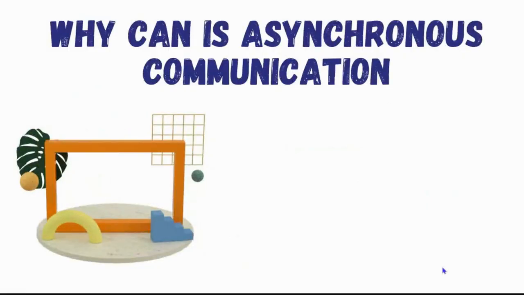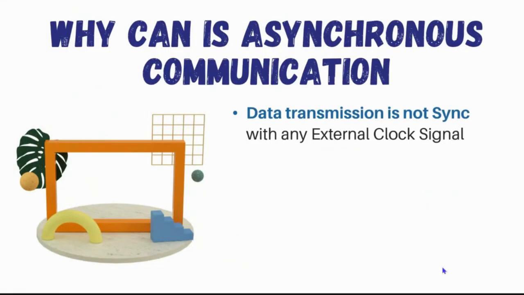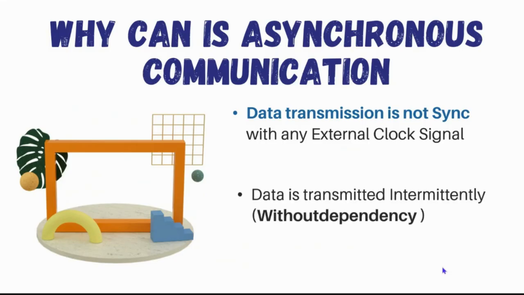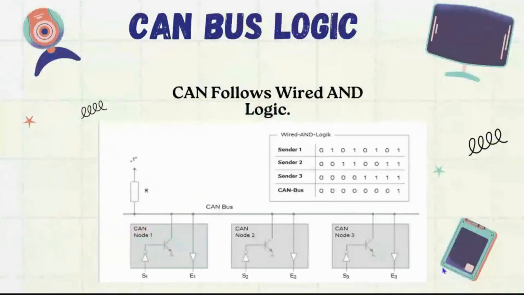Why is CAN an asynchronous communication? Data transmission is not synced with any external clock signal. Data is transmitted intermittently without dependency. CAN bus logic: CAN follows wired AND logic.